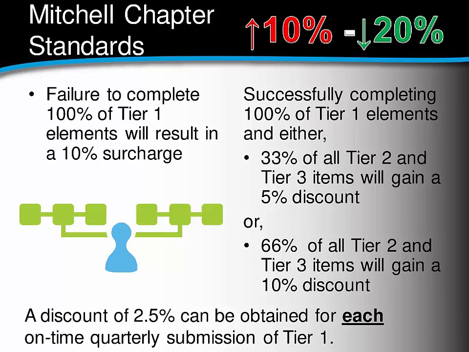Successfully meeting the Mitchell chapter standards shows that a chapter understands and can operate on foundational elements in running an organization. By doing so, they should be able to avoid basic aspects of risk. To deter poor performance, chapters that do not pass Tier 1 of MCS receive a surcharge of 10%, while chapters going above and beyond full completion of Tier 1 through Tiers 2 and 3 can be rewarded with a discount up to 10%.